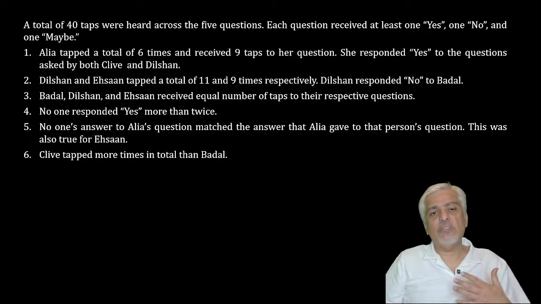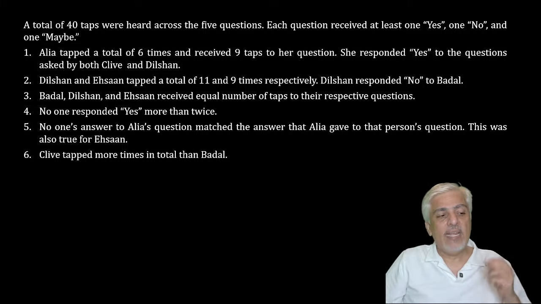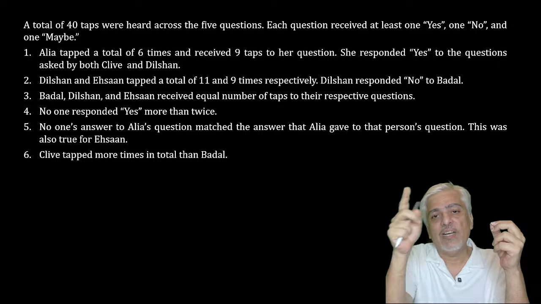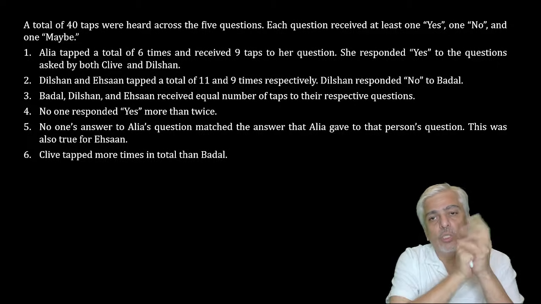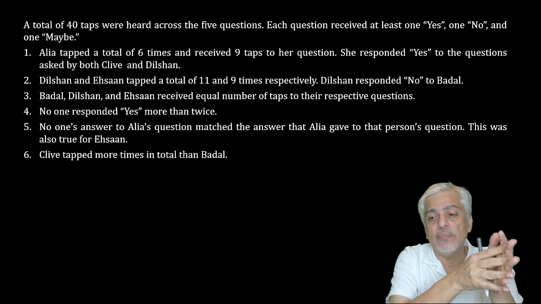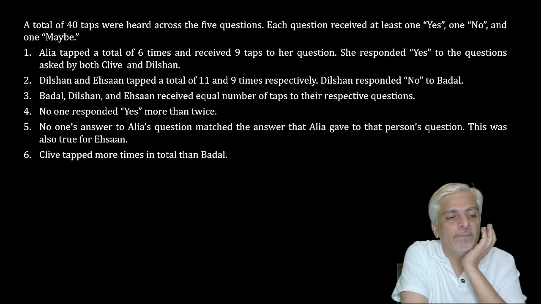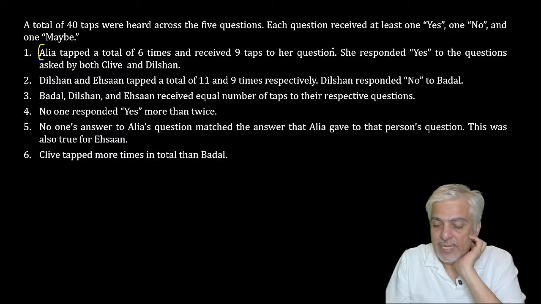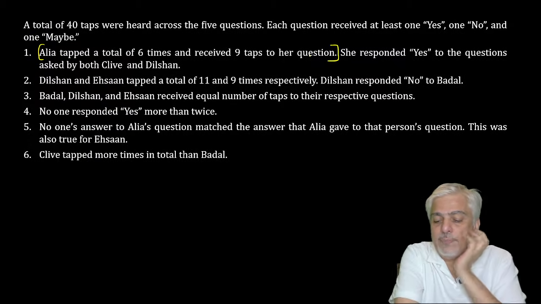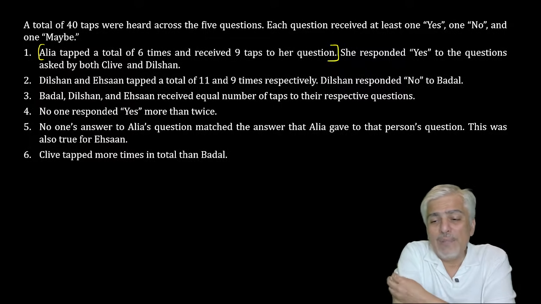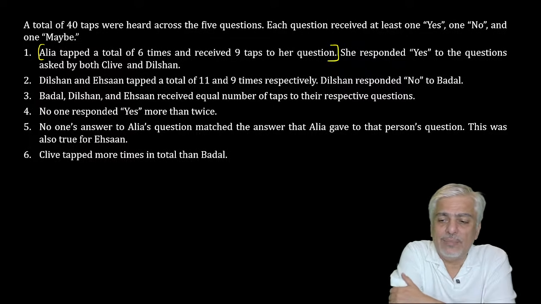Because just think from yourself. Suppose there is Alia. Alia is going to get answers to her questions also, and she's going to give answers to other people's questions also. So that is how you have to think. Tabular is great, Krishna, but what type of table? In fact, this first statement only maybe can help you. Alia tapped a total of 6 times and received 9 taps to her questions.